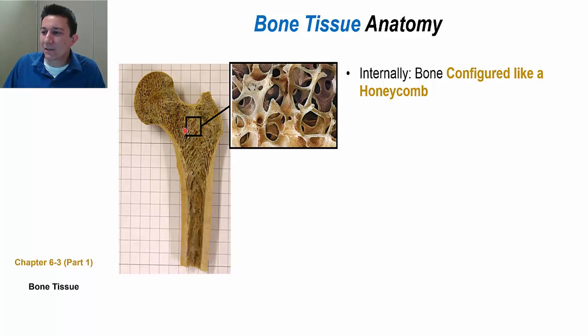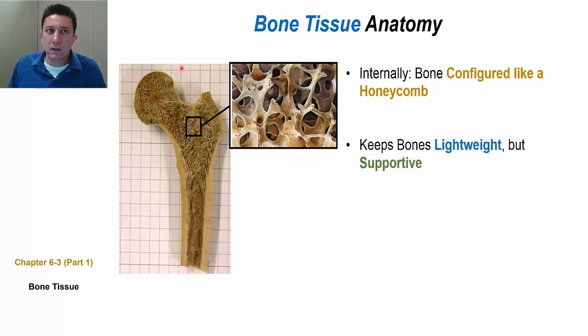But why is it configured like this? Why aren't bones just solid structures? If they were solid structures, they would be heavier than they need to be to support body weight.